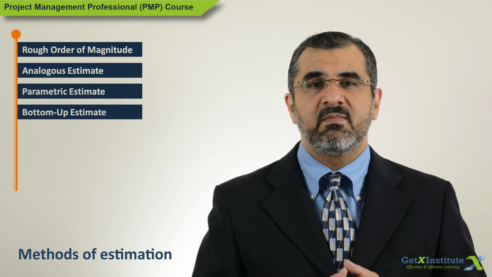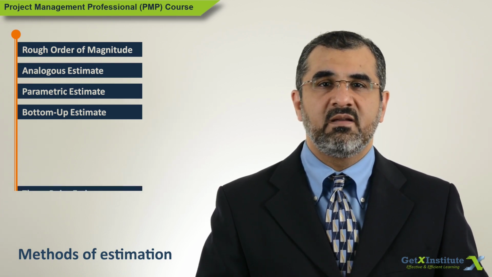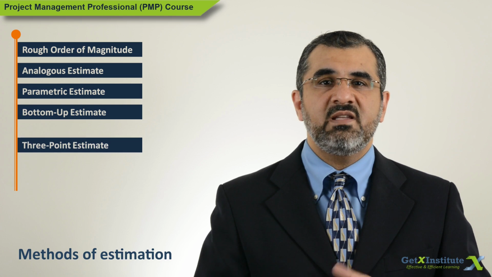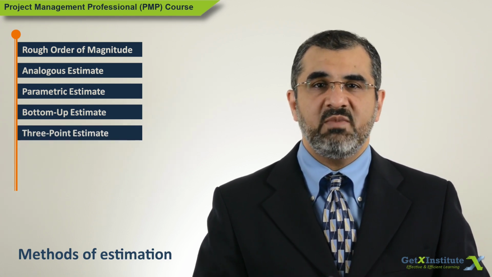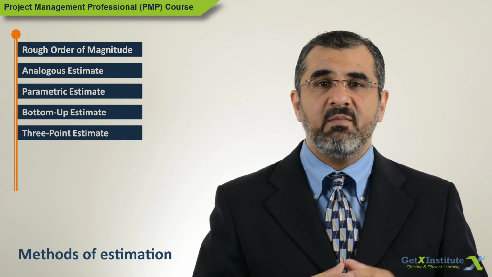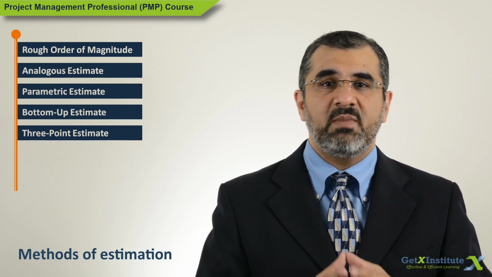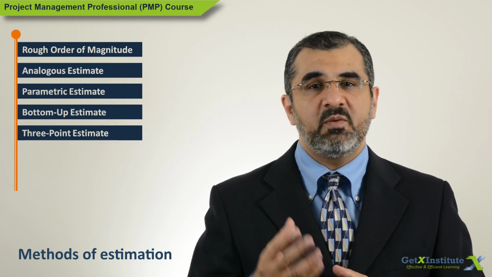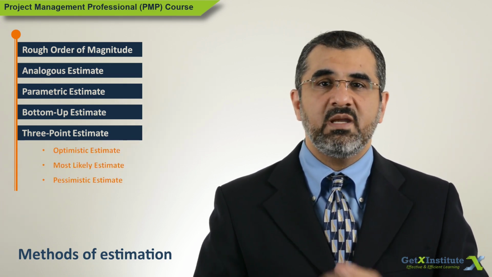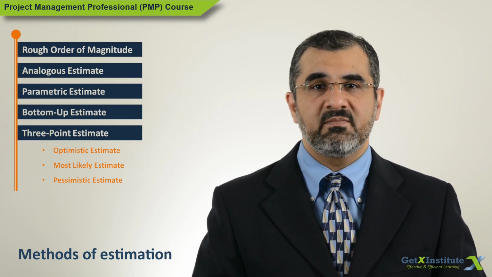Now to the fifth and last method. This method is used when there is a lot of uncertainty and risk. This method is called the 3-point estimation method. The other methods provide a 1-point estimate, but this method comes up with 3 estimates. These are called optimistic estimate, pessimistic estimate, and most likely estimate.